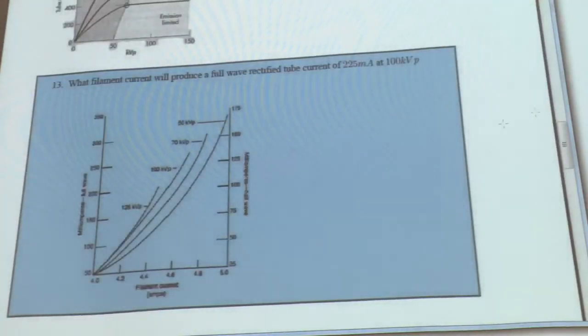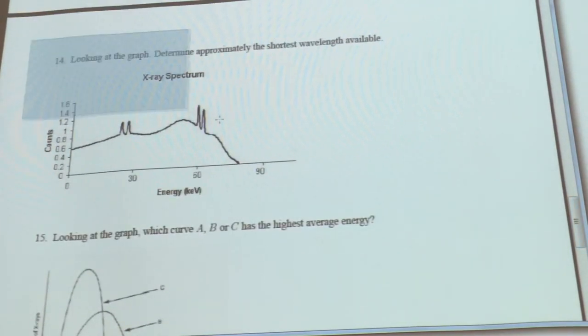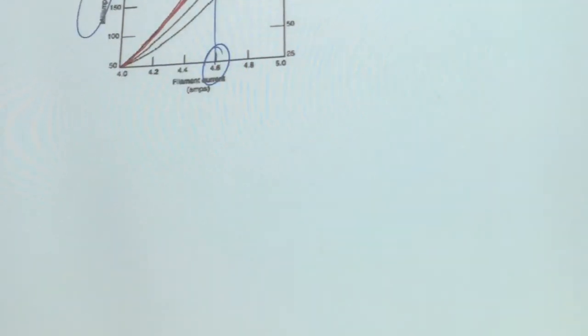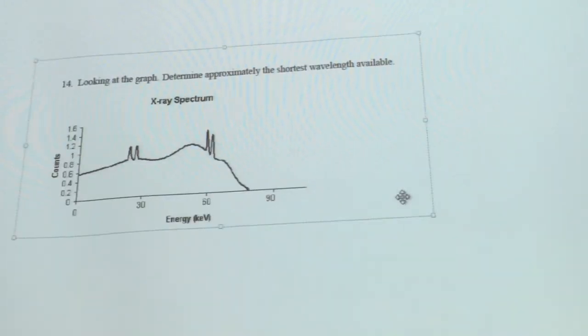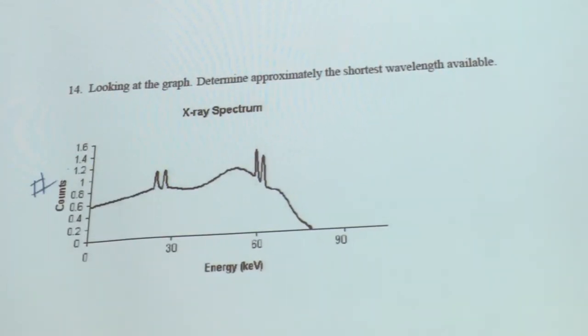Did I get creative on the next ones? I gave you something really weird to look at here. What are counts? Number of photons. Looking at the graph, determine approximately the shortest wavelength available.